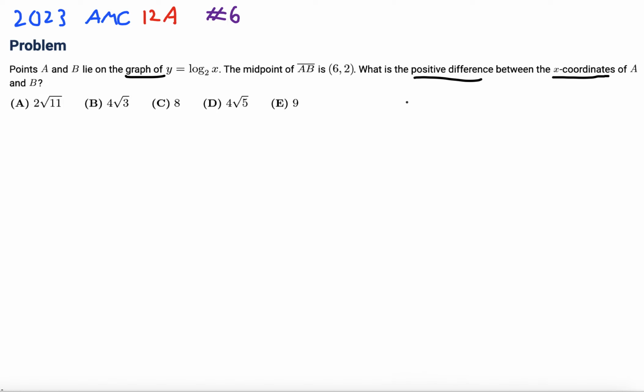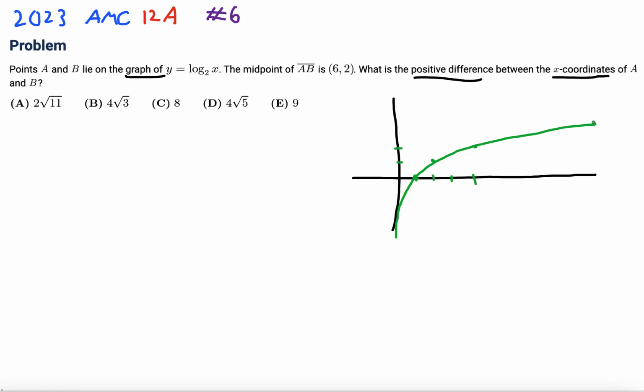So maybe it's a good idea to draw a picture to get us acquainted with what log base 2 of x looks like. And so, of course, we have 1, 2, 3, 4, just some sampling points. Now, the log base 2 of 1 will be 0. The log base 2 of 2 will be 1. So we have this point here. And the log base 2 of 4 will be 2 because 2 squared equals 4. And so we can interpolate these points. And so this is a general idea of what the graph of log base 2 of x looks like.